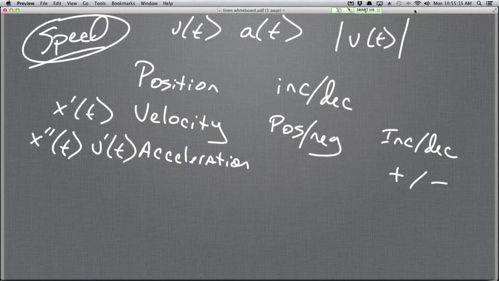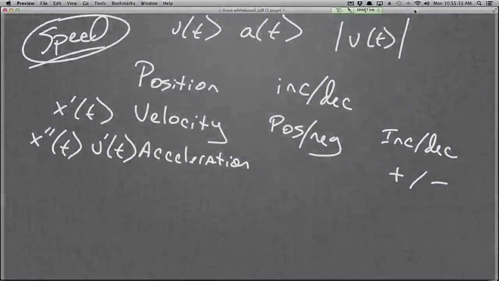And the last thing we want is speed. Speed is the absolute value of velocity. To determine if speed is increasing, I have to look at velocity and acceleration. If it's increasing, they're the same sign. If it's decreasing, they're different signs. All right, let's look at a problem.